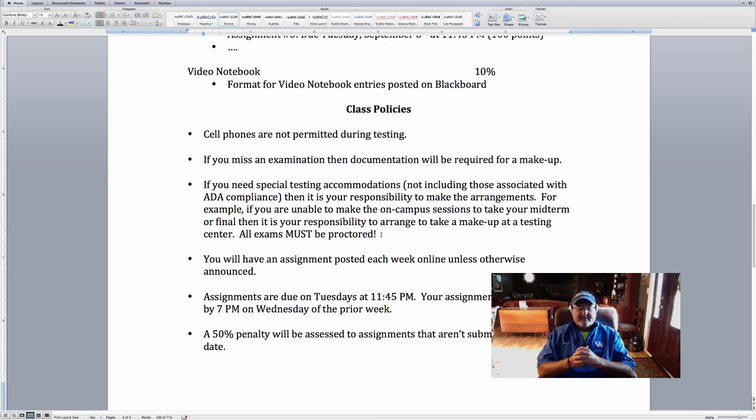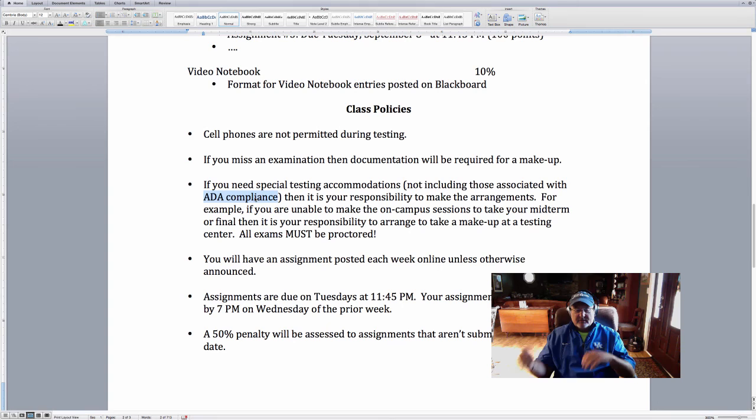But in terms of coming to class and meeting you on your schedule for a makeup, that's going to be hard to do. So make every effort to get to campus for the on-campus session. If you need special testing accommodations, now guys, I'm not talking about ADA compliance. That's a situation where you go to the student success center, and we take care of things there.